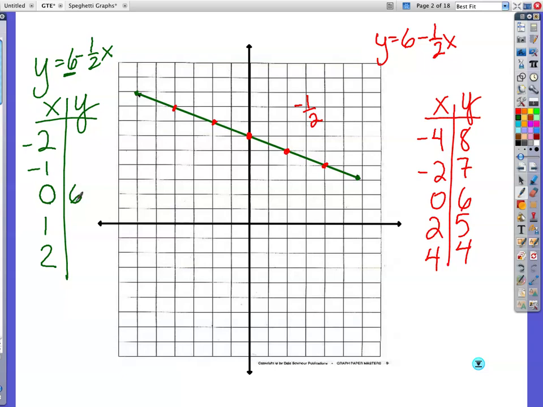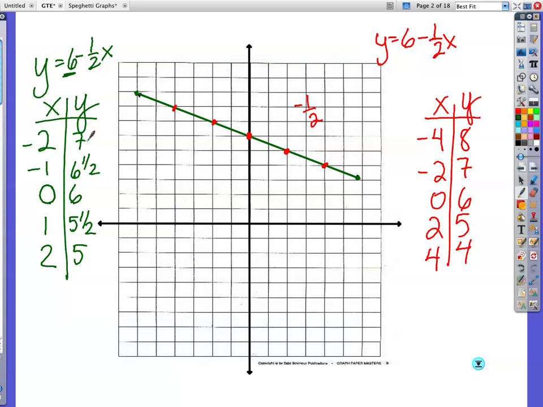Well, if 0 goes with 6, because that's the y-intercept, my slope is now -1/2. So if I go from 6 and I go down 1/2, or subtract 1/2 from that, wouldn't that be 5.5? And if I want to go down another 1/2 from that, that'd put me at 5. Okay, and if I go the other way, I go 6.5, 7.